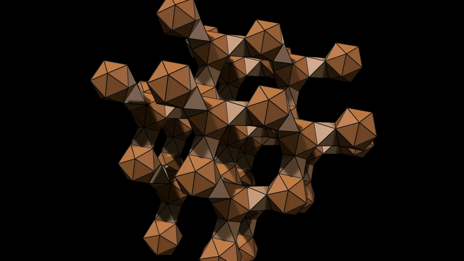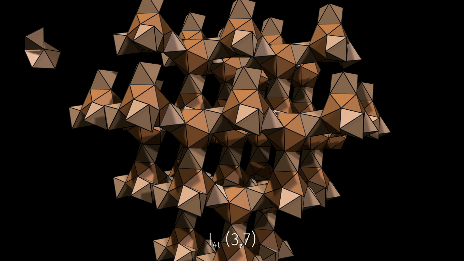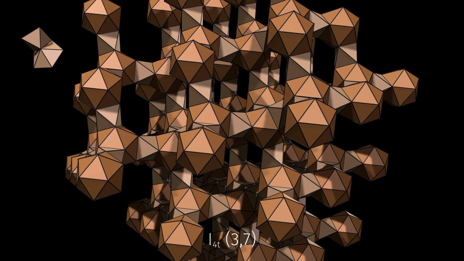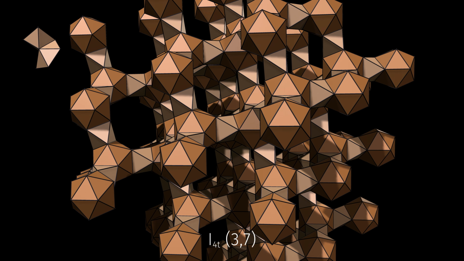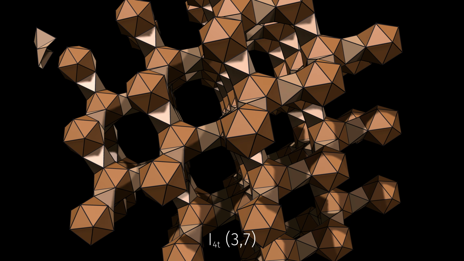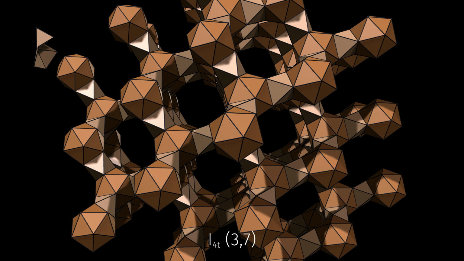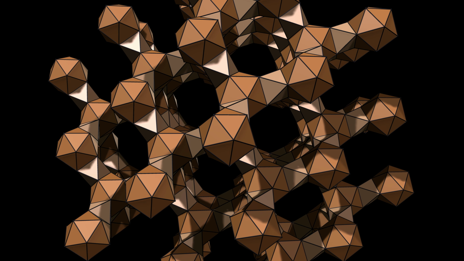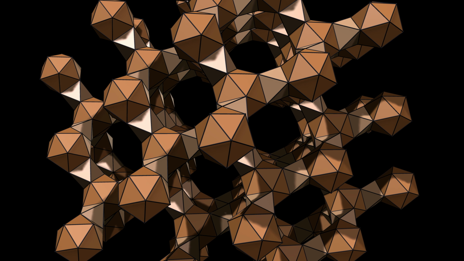This is I4T37, discovered by the crystallographer A.F. Wells in the 1970s. Because Wells built it using only platonic solids in a symmetrical fashion, it meets every one of our criteria for infinite Archimedean polyhedra. It's one of the most open infinite Archimedeans, with broad hexagonal gaps.